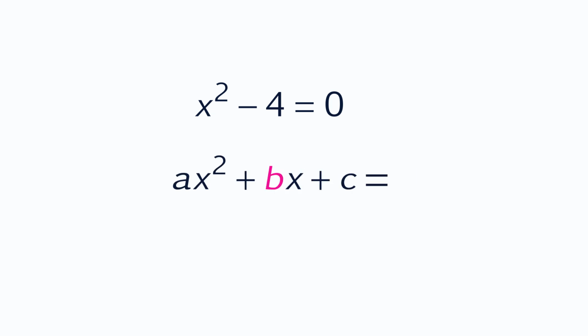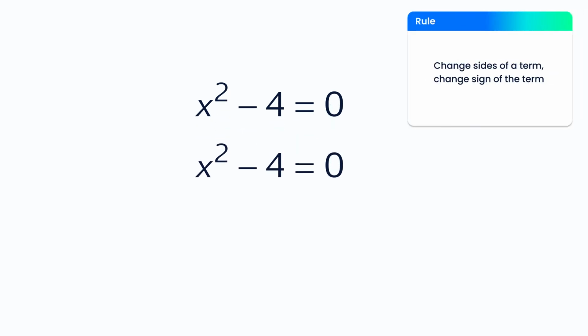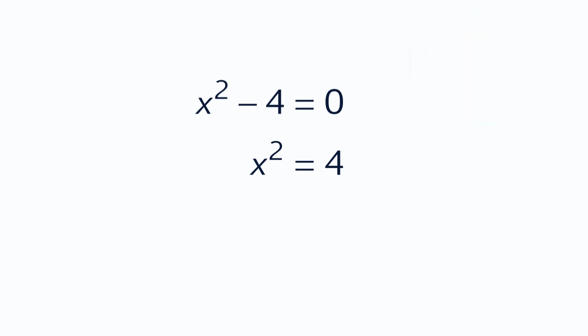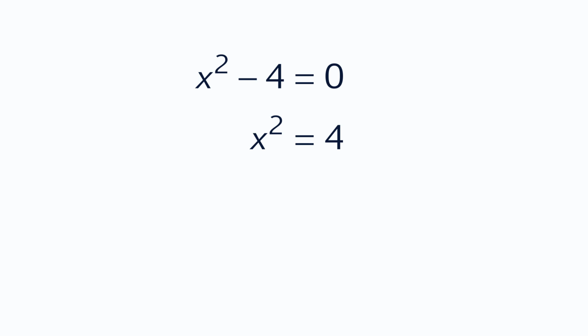You want to find the solutions to the quadratic equation x squared minus 4 equals 0. In this equation, there is no bx term. So the coefficient b equals 0. You start by isolating x squared. Use the change sides, change sign rule. Move minus 4 to the right-hand side and change its sign. Now you have isolated x squared, so take the square root of both sides of the equation.